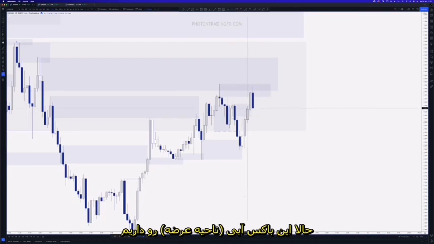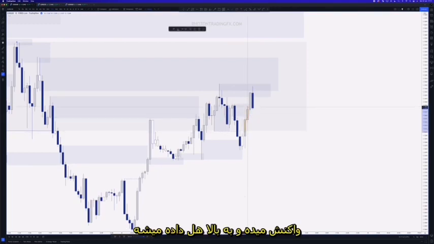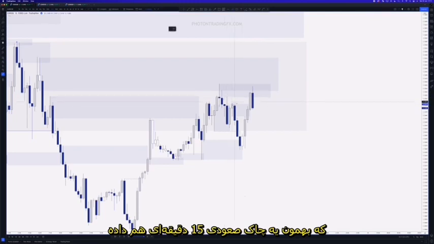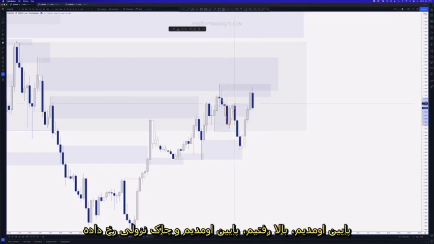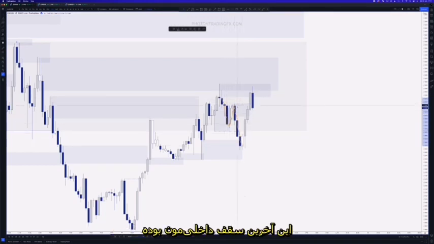So we have this supply zone here, this blue box, price comes into it, it reacts, and it pushes up, which also gave us a bullish M15 change of character, okay? Hopefully you follow me here, right? Came down, came up, came down, we got the bearish CHoCH. This was the last internal high.